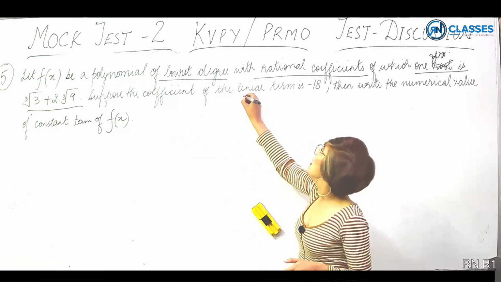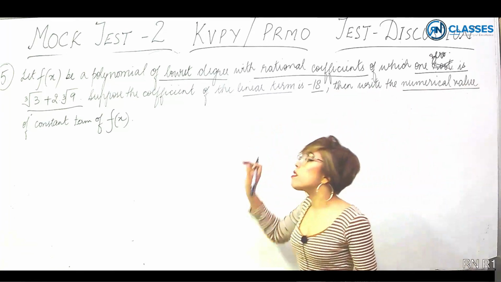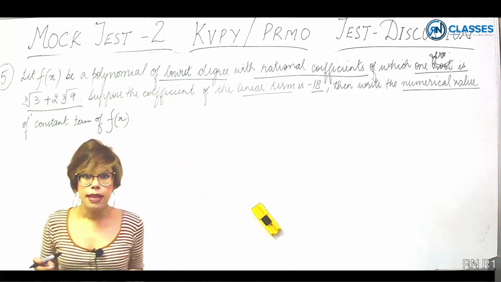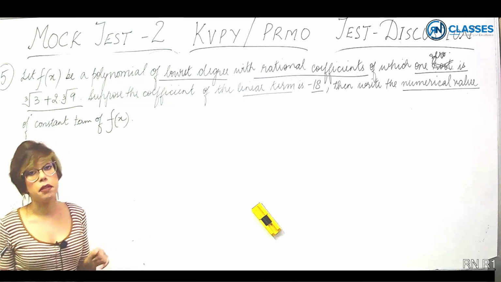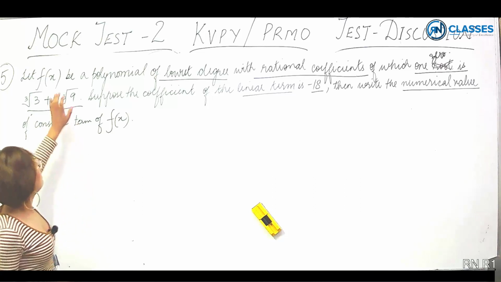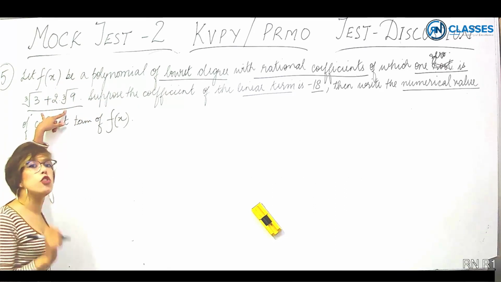Suppose the coefficient of the linear term is minus 18, then write the numerical value of the constant term of f of x. If I'm able to write the polynomial f of x, I can write the constant term and the numerical value. Right. Now, let's just study. One root is this. And I want a polynomial with rational coefficients.